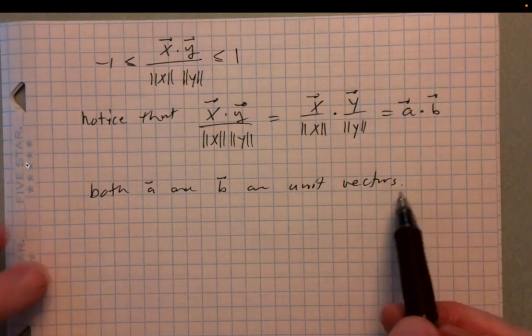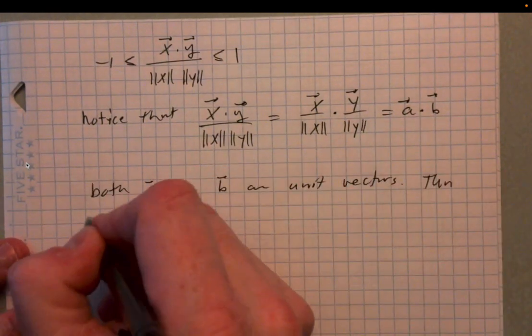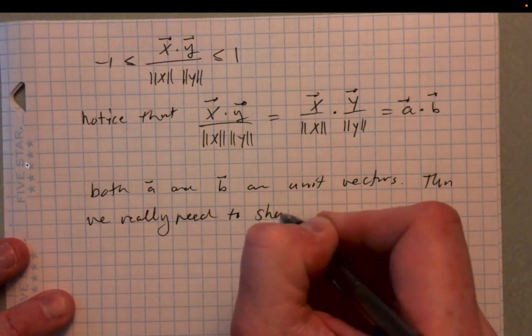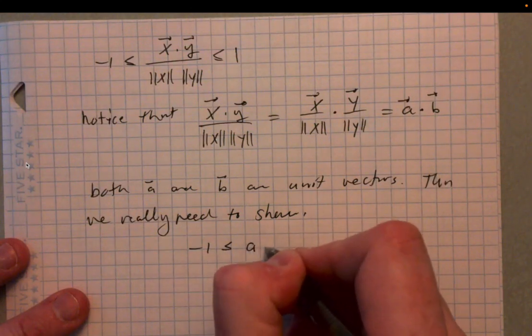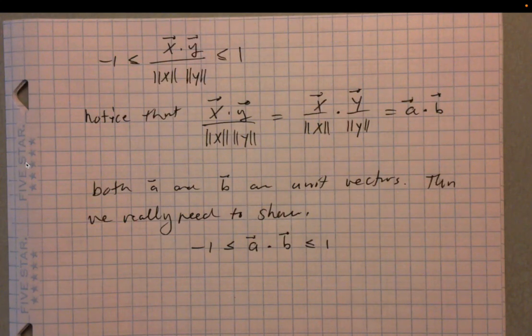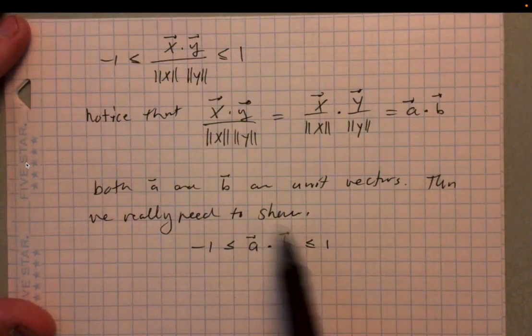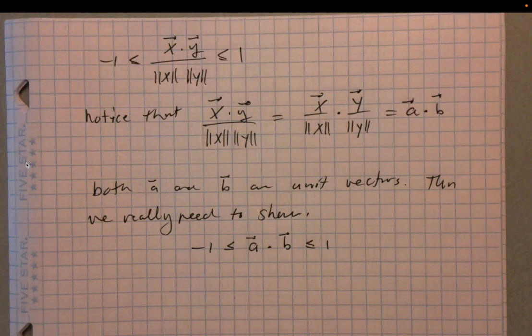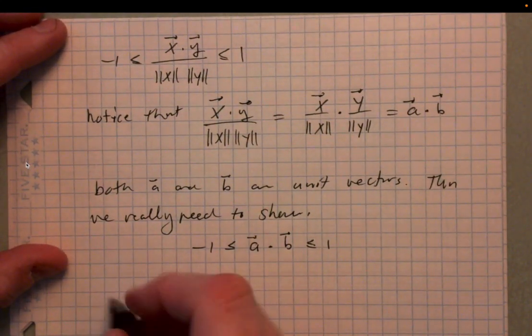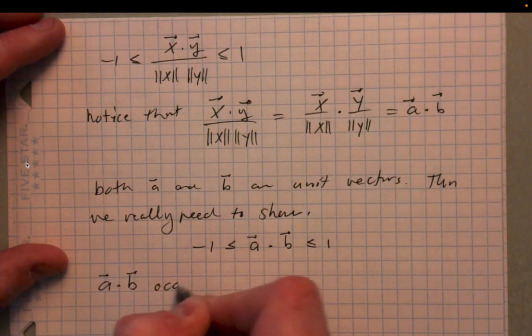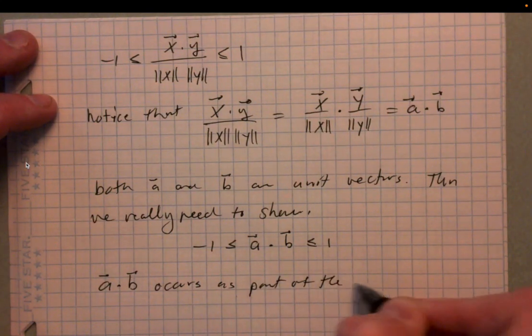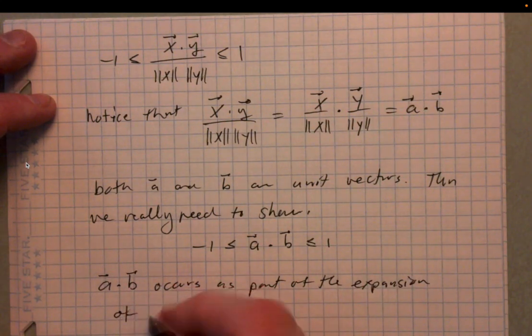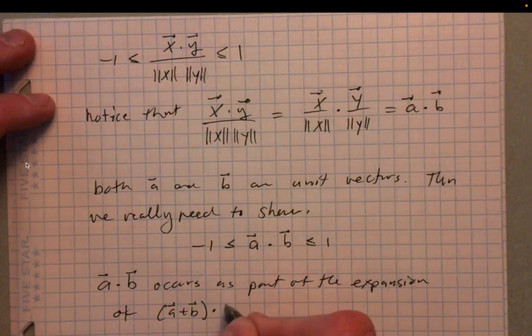And so what we really need to show is that negative 1 is less than or equal to a dot b, which is less than or equal to 1. Here's where we're going to get a little tricky. This is a little bit of a tricky proof, actually. We're going to expand a dot b in a kind of strange way and show that this all works out. So a dot b occurs as part of the expansion of a plus b dot a plus b. Remember, these are just vectors dotted with a plus b.